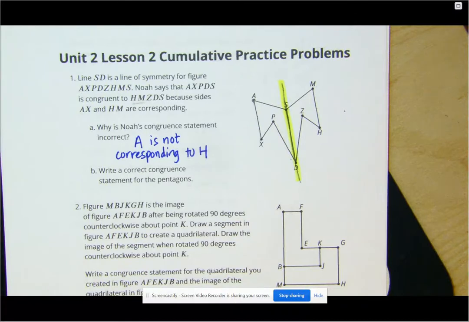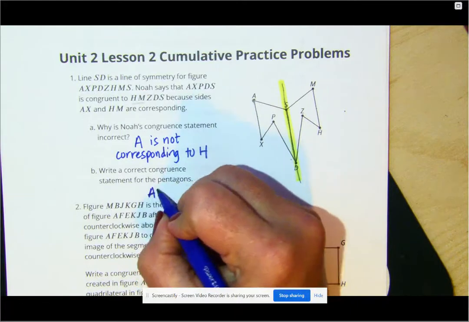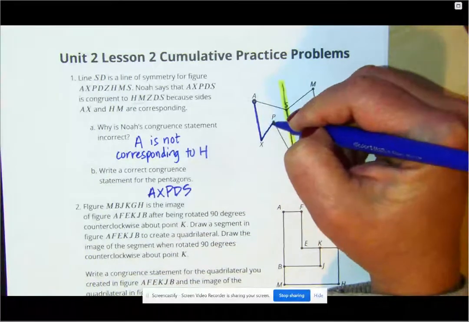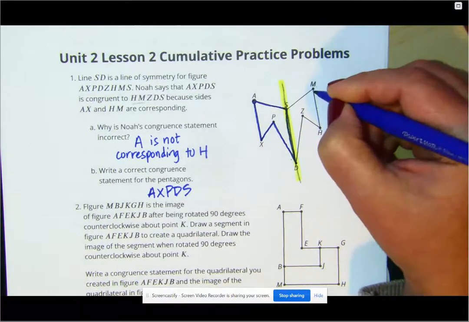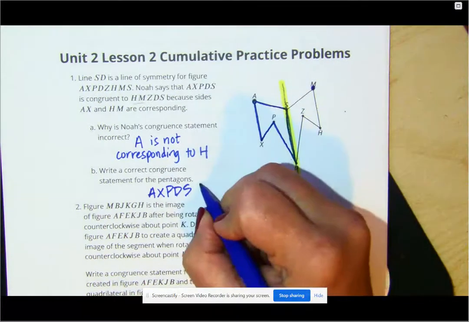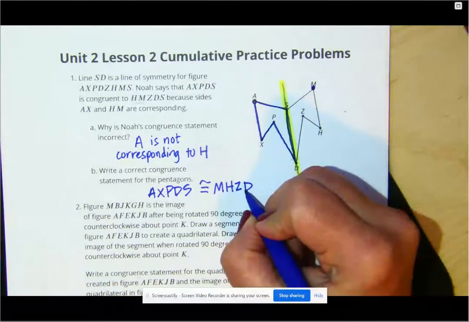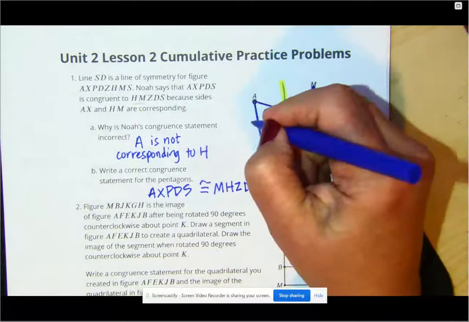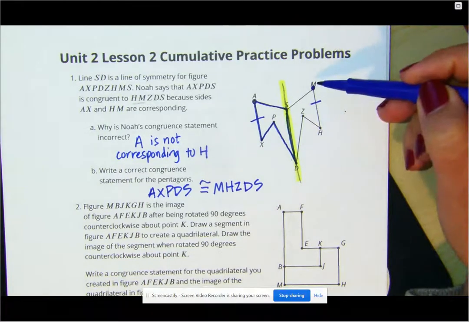It says write a correct congruent statement for the pentagons. So I'm going to keep the first one the way he had it. A, X, P, D, S, right? A, X, P, D, S. I want to go in that order is congruent to, I need to start here. M, H, Z, D, S. So the only thing he had wrong was he had the first two letters. And yes, these two sides are the same. They're congruent and they do correspond to each other, but you have to say it in the correct order.